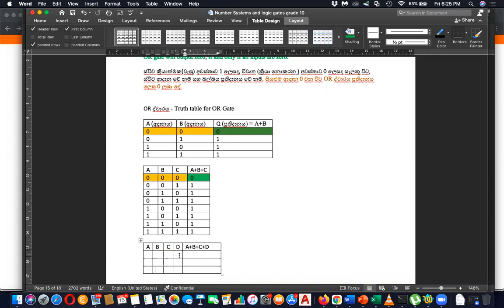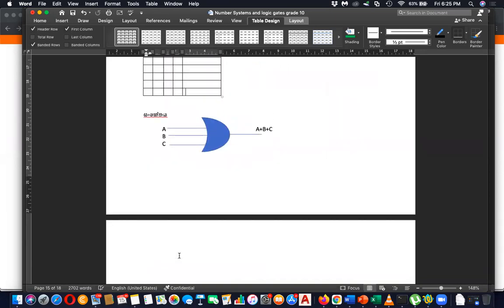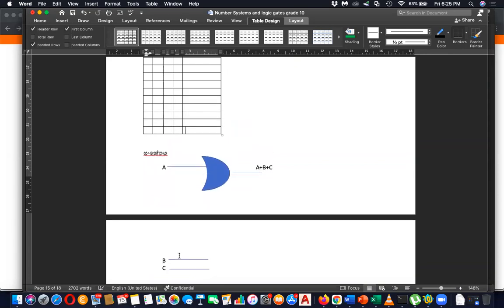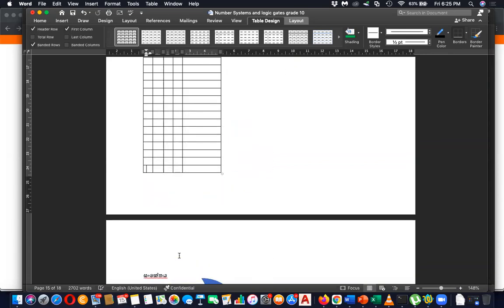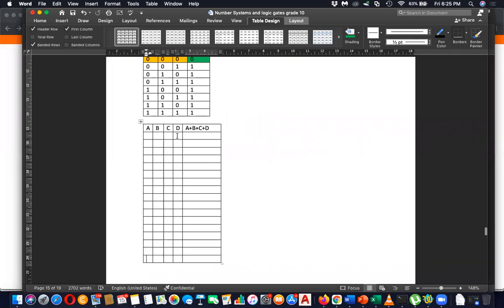It's 16. Then you have to write, how to write 16 combinations? It's easy. There's a pattern. 0 1 0 1 0 1 0 1 0 1 0 1 0 1 0 1. Yes, this is how you write all 16 combinations.